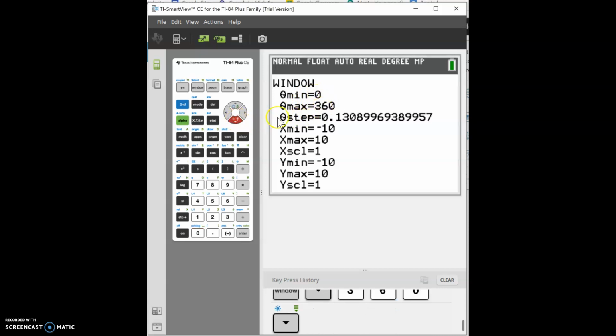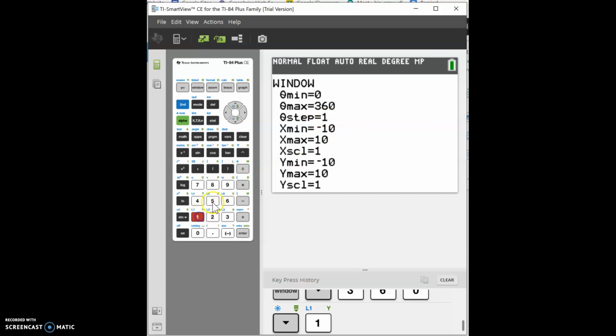Arrow down, and a step increase that would make sense would be 15 degrees, because that would give you the 30 degrees and the 45 and the 60 degrees. And then it also gives you the 75 degrees, but then also the 90 degrees and the ones that we need. So 15 degrees would make sense. Leave the rest of these as negative 10 to 10, scales of 1.